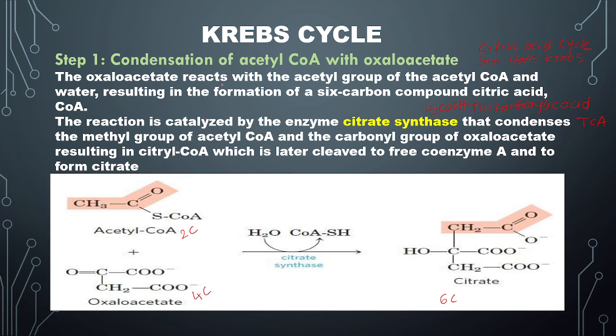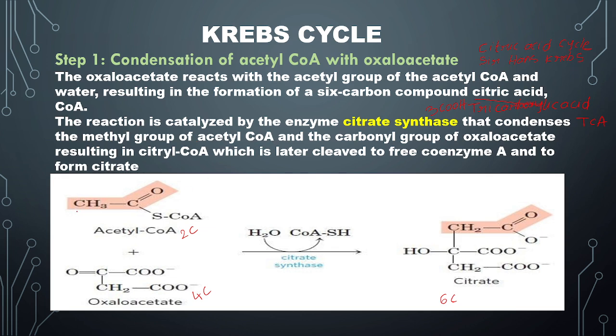The oxaloacetate reacts with the acetyl group of acetyl coenzyme A. CH3CO is the acetyl group. Acetyl group of acetyl coenzyme A and water result in the formation of 6-carbon compound, that is citric acid, and coenzyme A. The reaction is catalyzed by the enzyme citrate synthase that condenses the methyl group of acetyl coenzyme A.